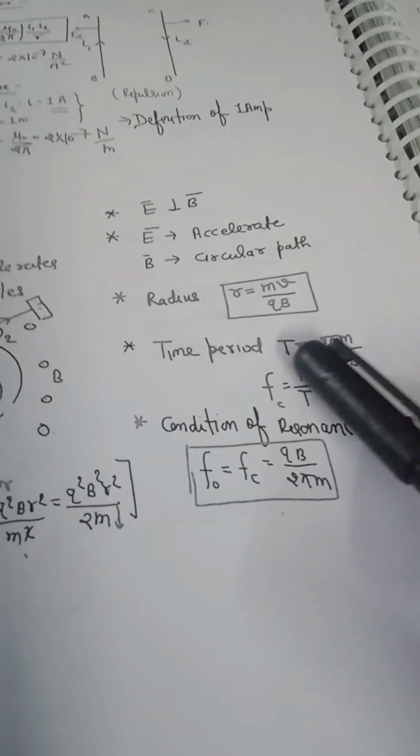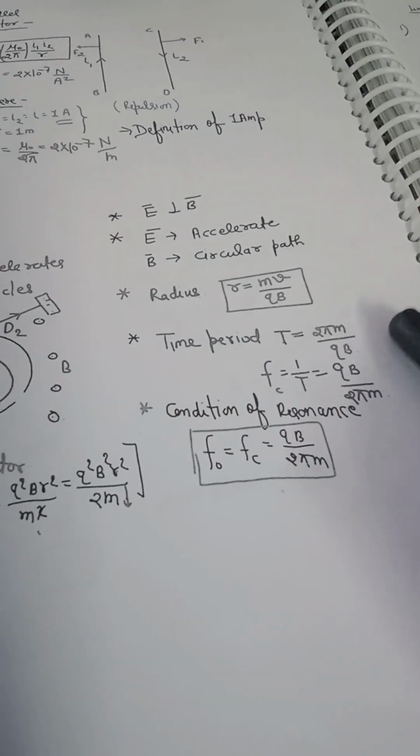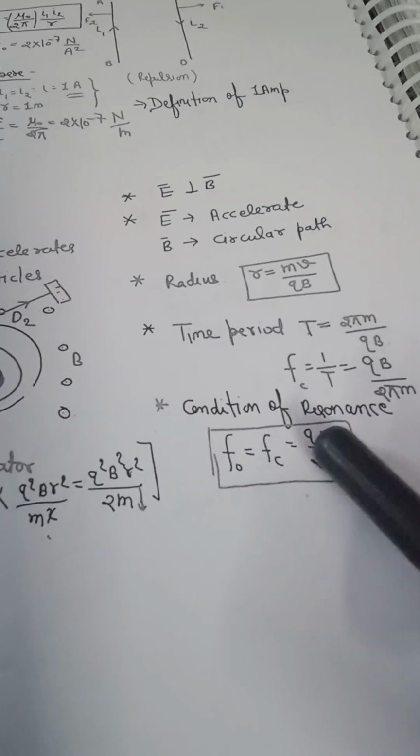Time period T is 2 pi m upon qB, and frequency is 1 upon T. So it will become qB upon 2 pi m. The condition of resonance is f naught equals f, which is qB upon 2 pi m.